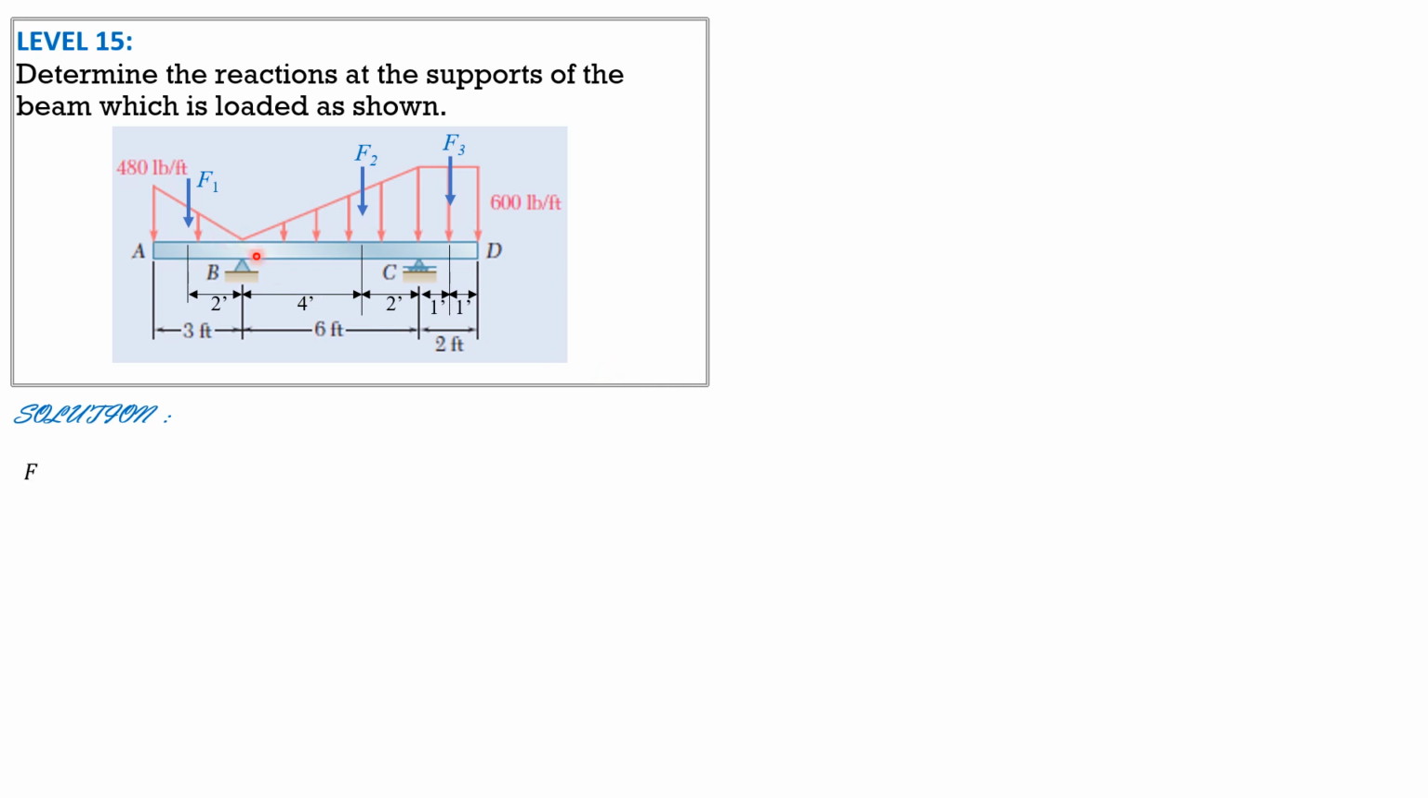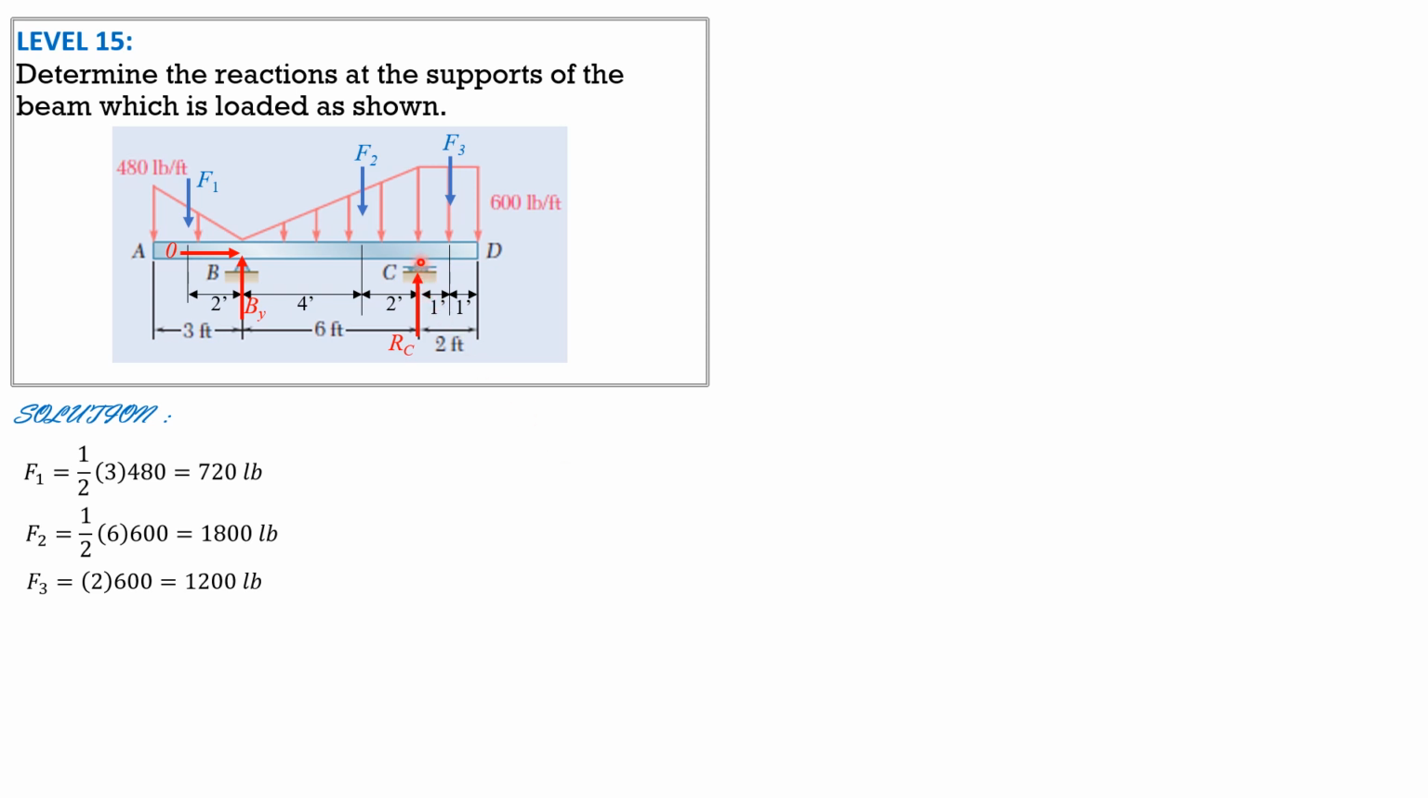So F1 is 1/2 of 3 times 480, the area of the loading diagram, so 720 pounds. F2 is 1/2 of 6 times 600, and it is 1,800 pounds. Then F3 is 2 times 600, 2 feet times 600 pounds per foot, so it is 1,200 pounds. So we have AY, BY, BX is 0, and R sub C.